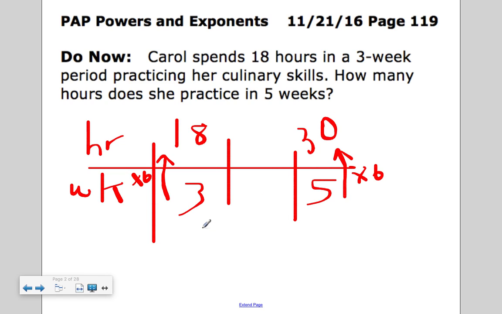Another way I could have done it is I could have simplified 18 and 3, divide both numbers by 3, and get 6 hours per week, then build it up by a scale factor of 5. So 6 times 5 is 30.